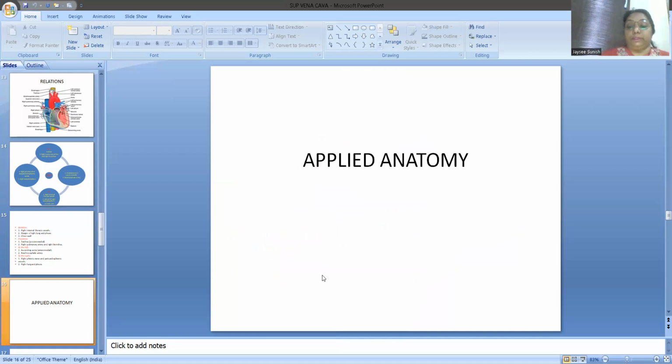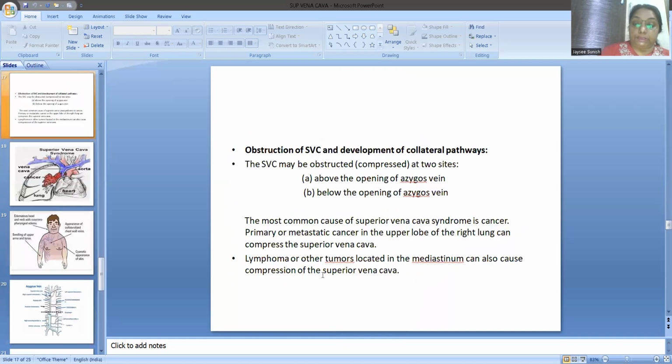Now we will see the applied anatomy. What are the problems that can arise in the superior vena cava, and how will they affect the surrounding structures and the complete body? First we will see what happens if there is an obstruction in the superior vena cava, and how the development of collateral pathways happens.